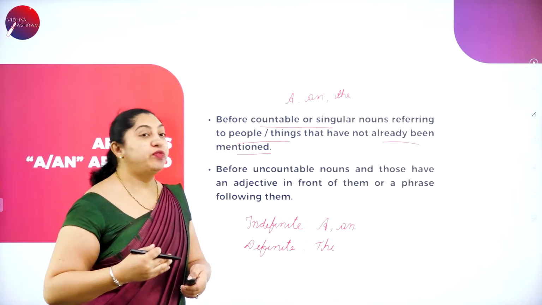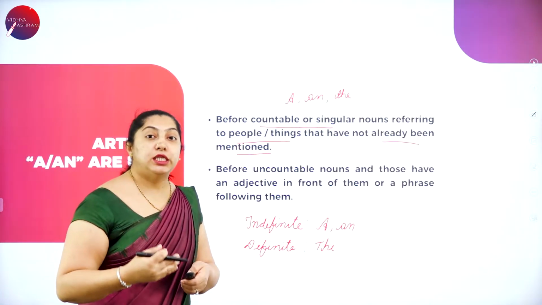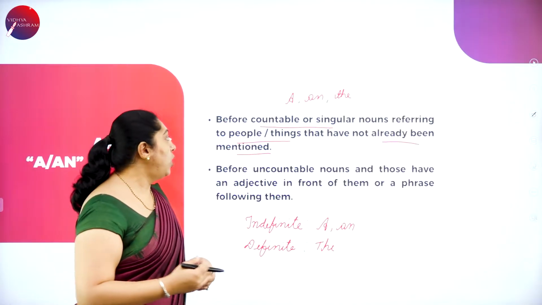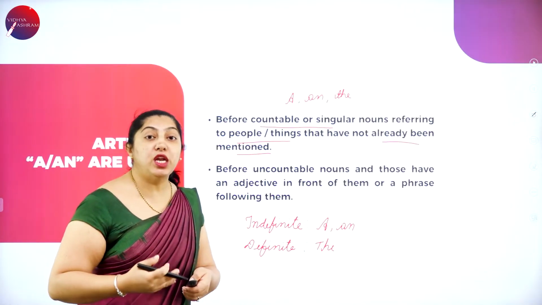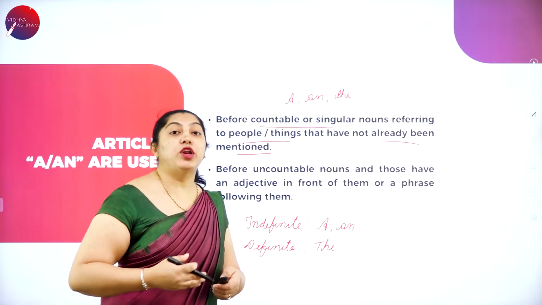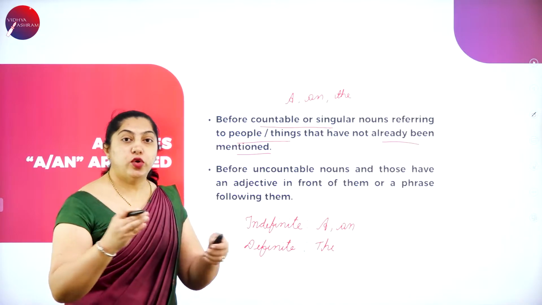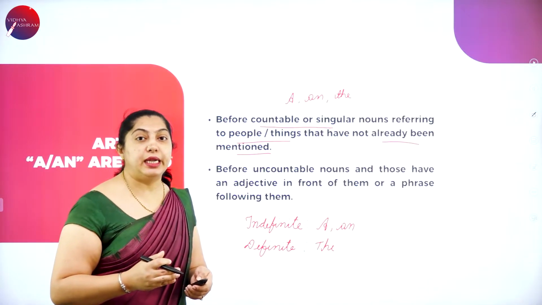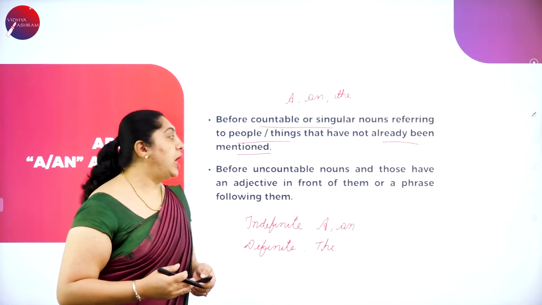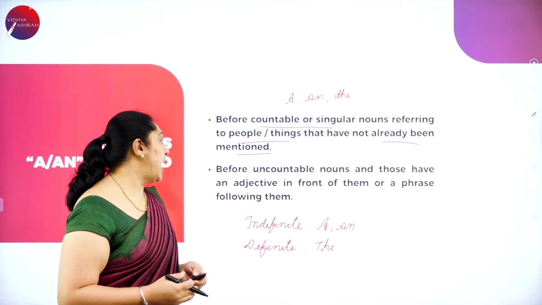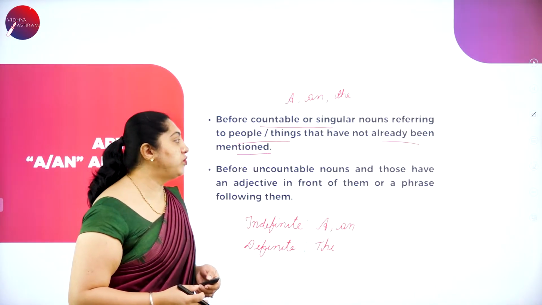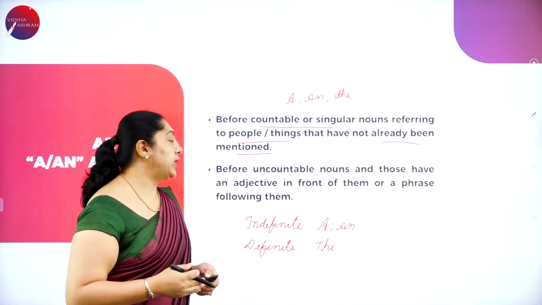So it is used before the countable and the singular nouns. And here, what does it say about the nouns? You know what a noun is? Noun refers to a place, things, animals and so on. So for all these things we use the article a. Before uncountable nouns, those that have an adjective in front of them or a phrase following them.